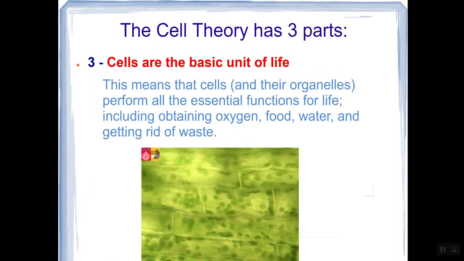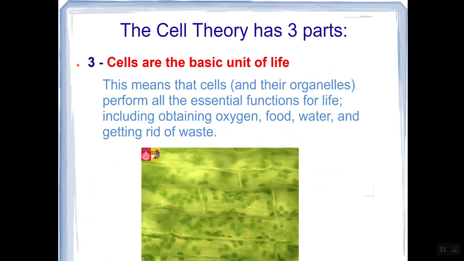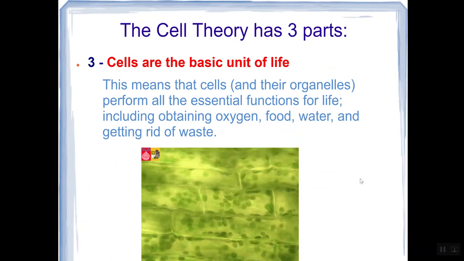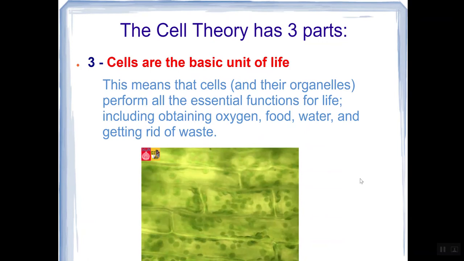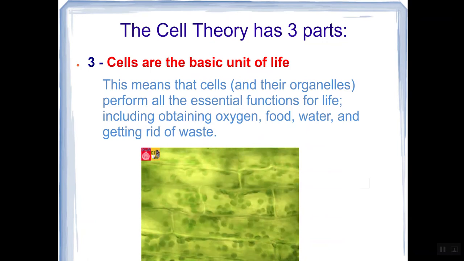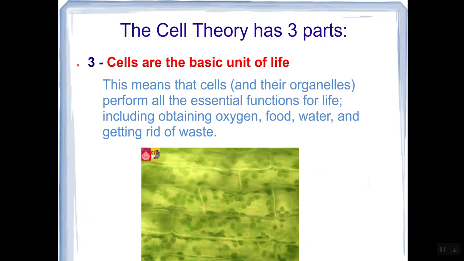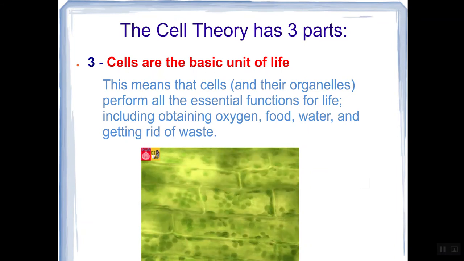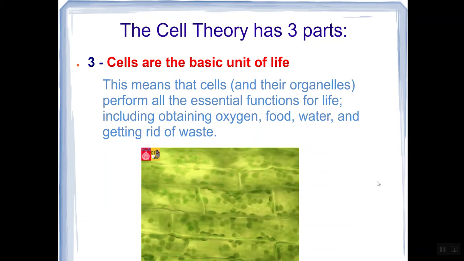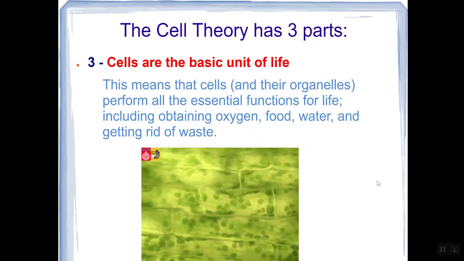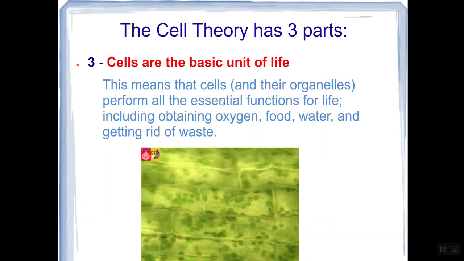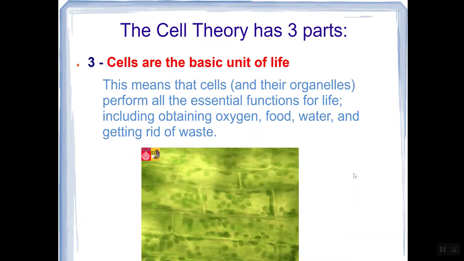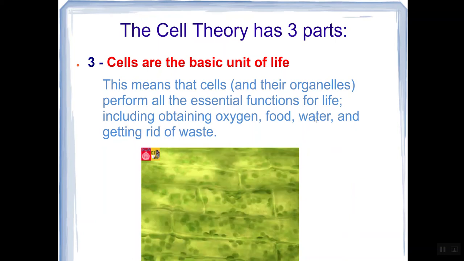All right, and finally, cells are the basic unit of life. So this means that cells and all the little parts inside perform all the essential functions for life, including obtaining oxygen, food, water, getting rid of waste. That's why organisms can be single-celled, because even though they're just made of one cell, that one cell performs all of the essential functions to live on their own, getting their oxygen, their food, their water, and eliminating their waste. That can happen all in one cell.